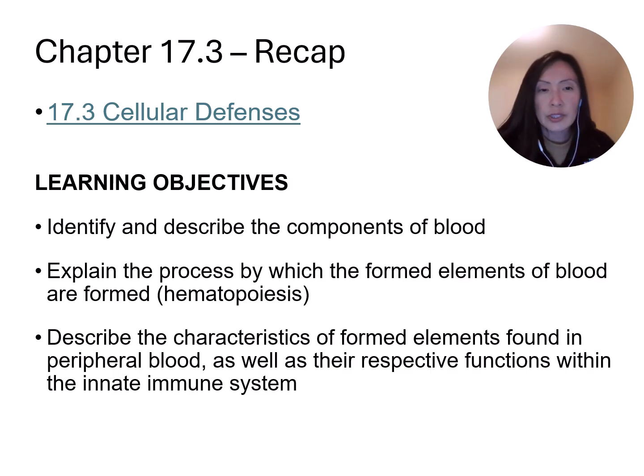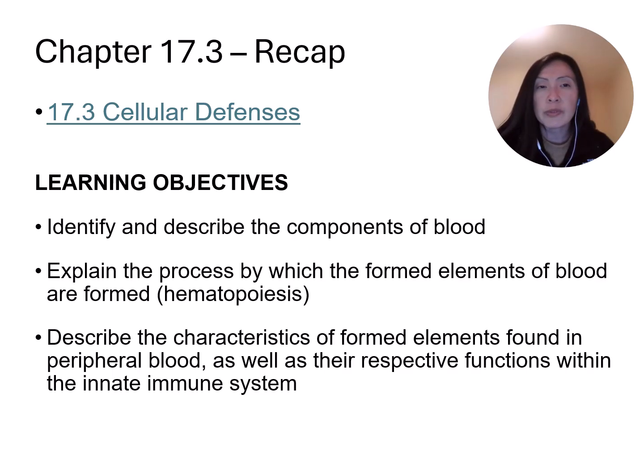For the second learning objective, explain the process by which the formed elements of blood are formed, or hematopoiesis. Hematopoiesis is the formation of all blood cells from our stem cells, starting with the multipotent hematopoietic stem cells. Those were found in the bone marrow.